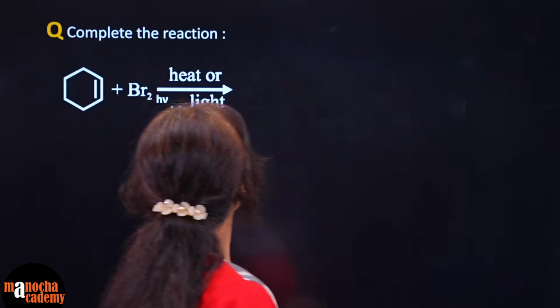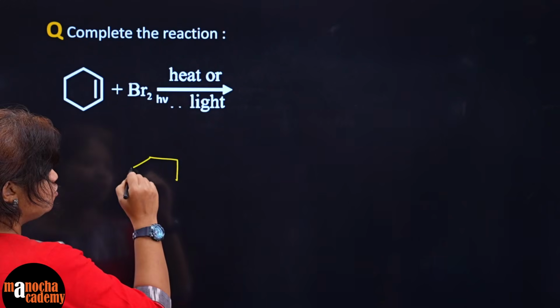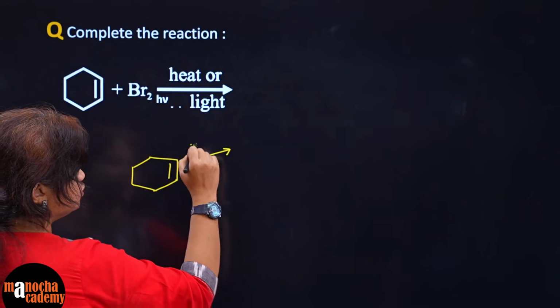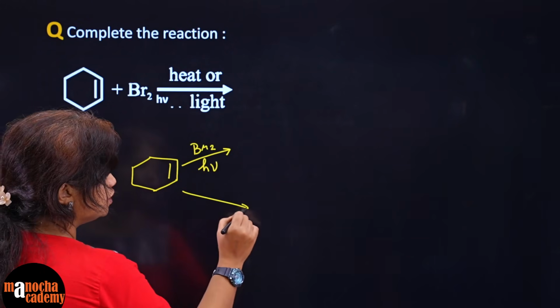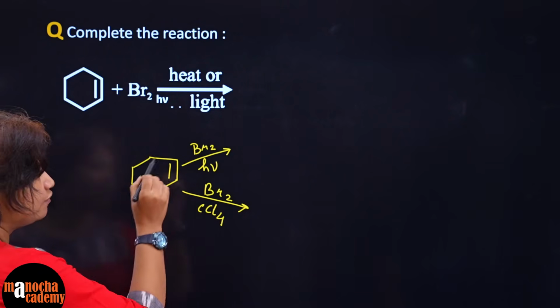After this, now complete the reaction. Now let me tell you 2 things you need to understand. You have a double bond. One reaction I give you is bromine in presence of light. Another one I give you here is bromine in presence of CCl4. You have a double bond.